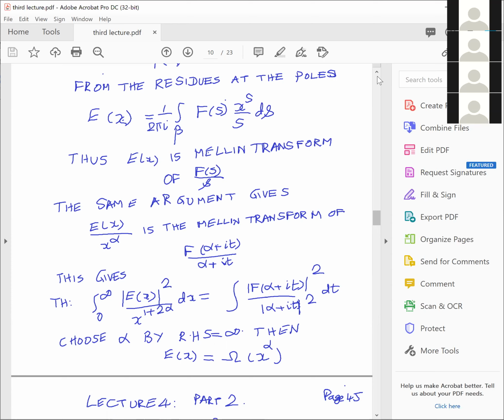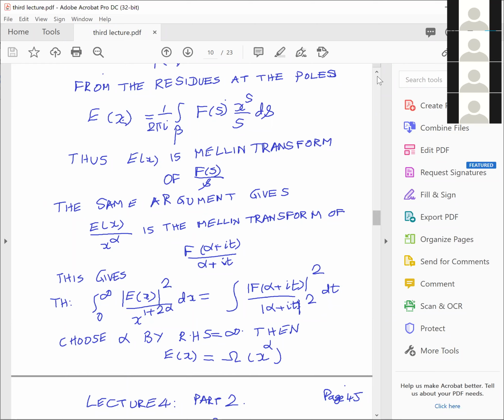Therefore, what do I do now? I go up to a point alpha where the right-hand side diverges, which essentially means I need capital F of alpha plus iT to be roughly bigger than square root of T. Because the denominator, alpha plus iT whole squared, is just T squared. If F of alpha plus iT is bigger than square root of T, then there will be a T in the denominator, and therefore the right-hand side is divergent. I choose that alpha where the right-hand side is divergent, and therefore the left-hand side also has to be infinity.